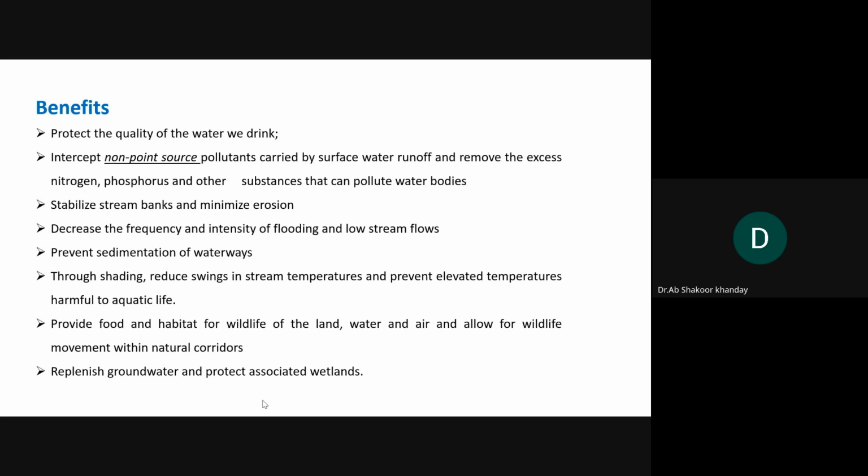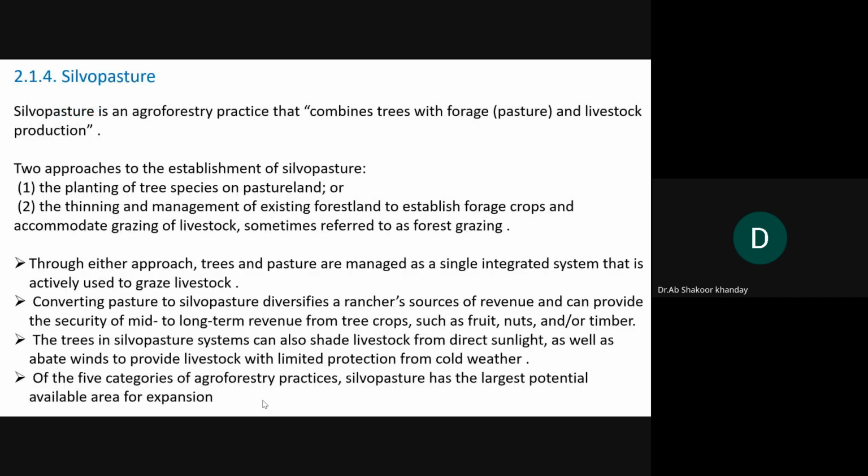Another very important effect of riparian buffers is on ammonia volatilization, because when the temperature of the stream increases, there is the formation of ammonia also, which is very toxic, so the buffers can also protect against this. They provide food and habitat for wildlife of the land, water, and air, and allow for wildlife movement within natural corridors. They replenish groundwater and protect associated wetlands.